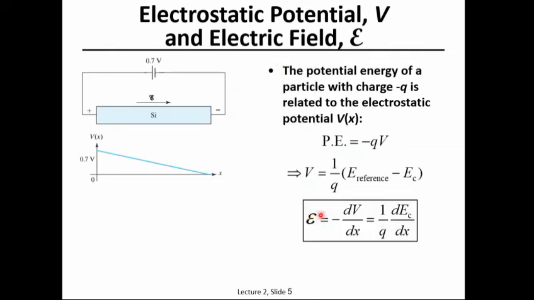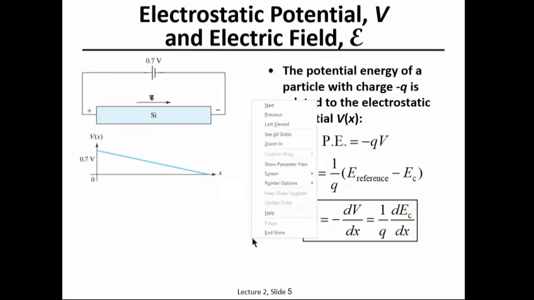Usually we write that the electric field is equal to minus dV by dx, so it's equal to 1 over Q dEC by dx. Okay, so you're differentiating with respect to the energy of the conduction band. And since we're talking about electrons.